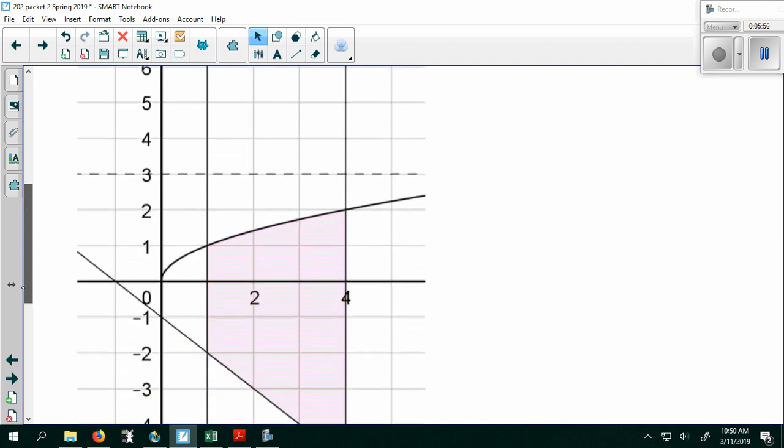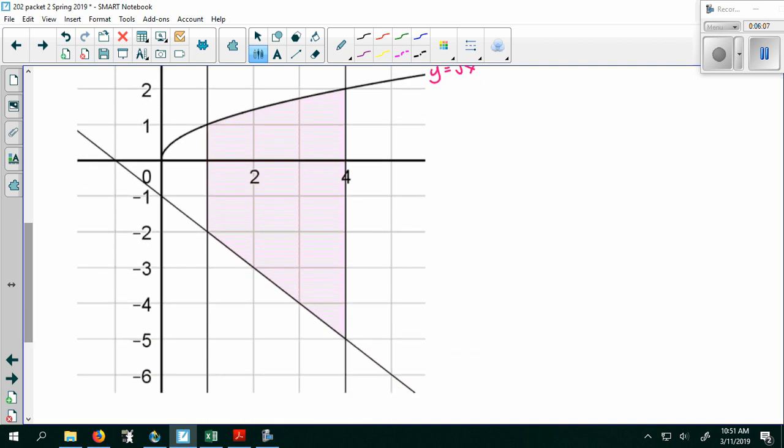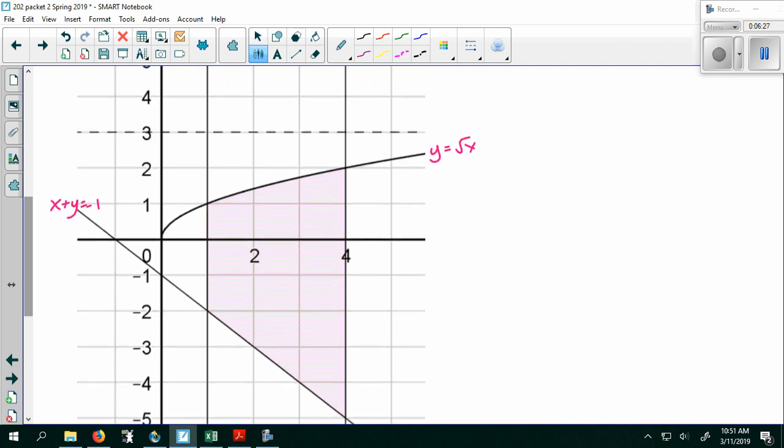So here's the region, right? So it's the square root of x. And then this line is x plus y equals -1. Label it over here. And then x equals 1 and x equals 4. So the shaded region here is bounded by those 4 curves. It's shaded in this reddish brown color. I want to rotate that region about the line y equals 3. So this is my axis of revolution. I'm going to take this whole region and rotate it about that line.